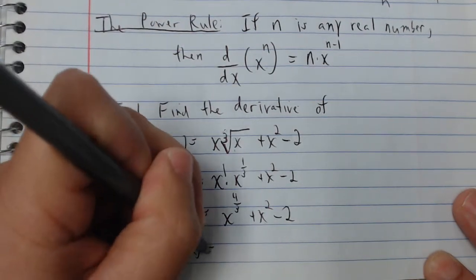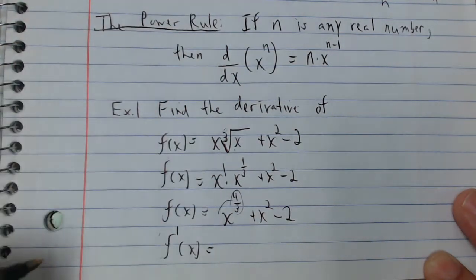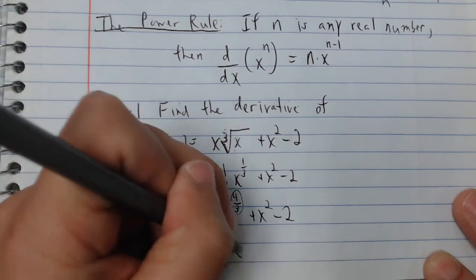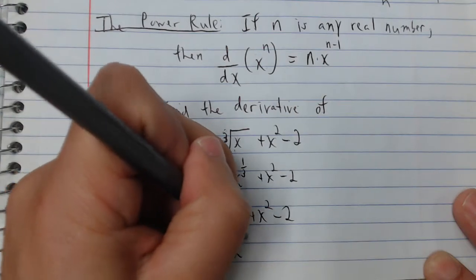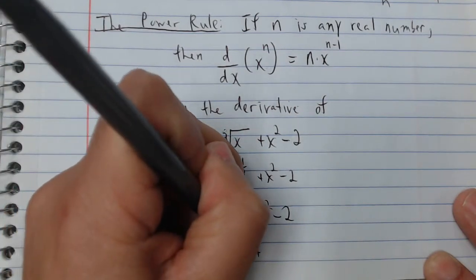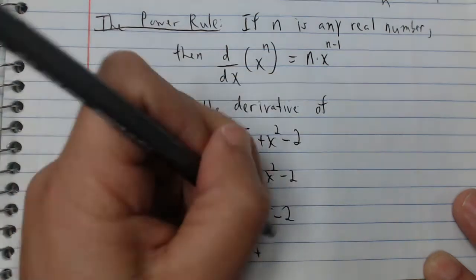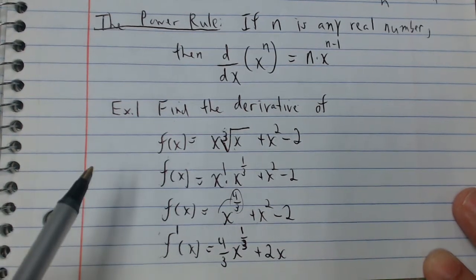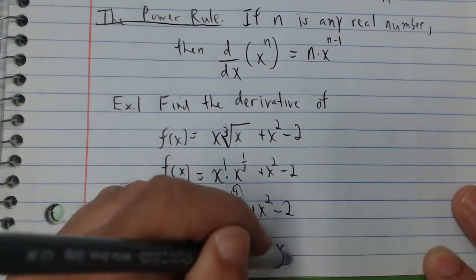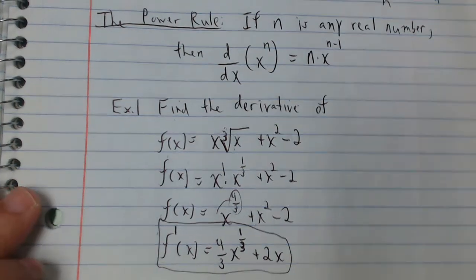So f prime of x would be what? This is the power rule. So I grab the 4/3, move it out front. So it'll be 4/3 x, and then subtract 1 from 4/3. If I subtract 1 from 4/3, that leaves me with 1/3, plus, then bring the 2 down. This is the power rule again, which would be 2x, and then minus the derivative of a constant is 0, so that just zeroes out. So all I'm left with is f prime is 4/3 x to the 1/3 plus 2x. Okay, so that's our first example.